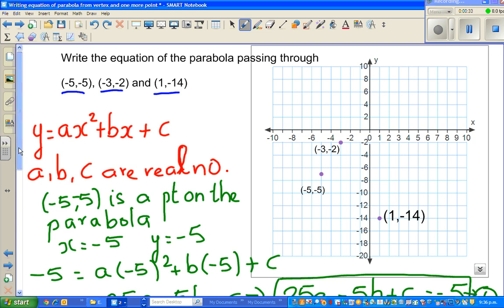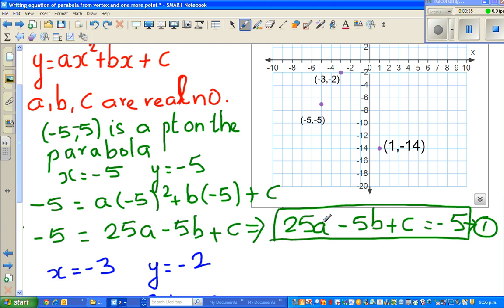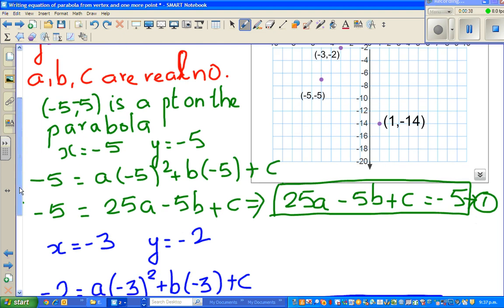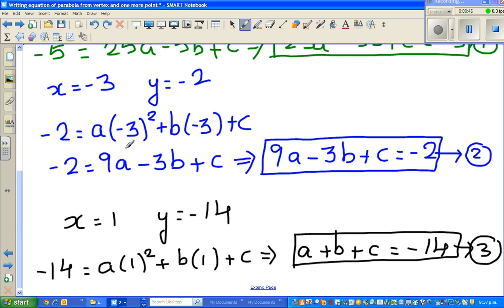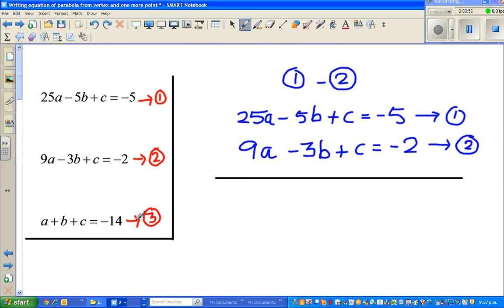When we substituted the first point, we got this equation. And when we substituted the second point, we got this equation, 9a minus 3b plus c is negative 2. And when we substituted the third value, 1, negative 14, we got this. Okay, so now we want to solve to find a, b, and c. You can do this on a calculator, but it's always good to learn how to do it.